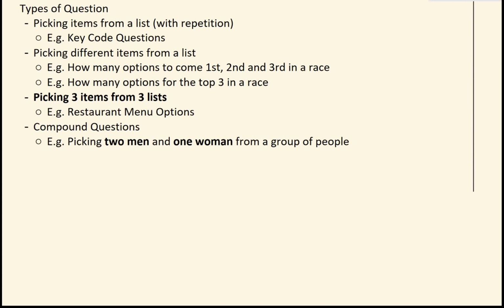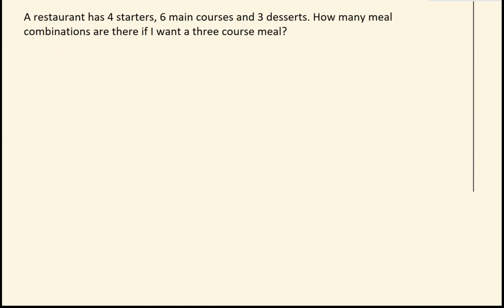Okay, just 2 types of questions left. We have picking 3 items from 3 lists, which is basically like a restaurant menu option, or picking fancy things for cars, that kind of stuff. So here, a restaurant has 4 starters, 6 main courses, and 3 desserts. We want to know how many meal combinations there are if we want a 3-course meal. So we've got a starter, we've got our mains, and we've got a dessert. For the starter, I've got 4 choices. For the main course, I've got 6 choices. And for the dessert, I've got 3 choices.